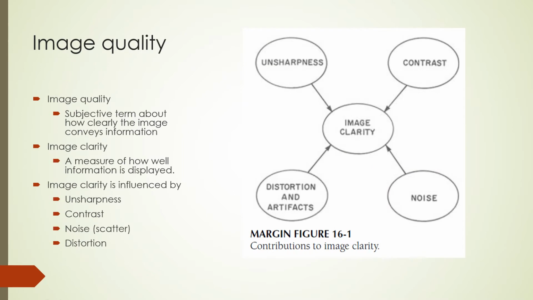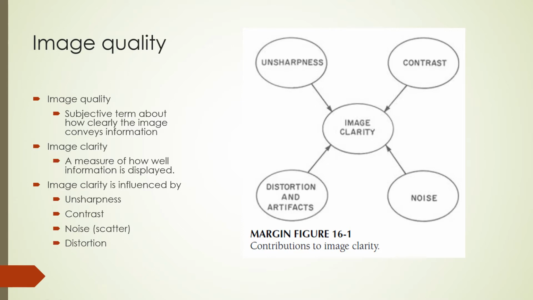Once an image is acquired and displayed, we often refer to the quality of the image. Image quality is a subjective term that applies to how clearly the image displays information about the anatomy, physiology, and functional capacity of the patient. A more useful term is image clarity. Image clarity is a measure of how well information of interest is displayed in an image.